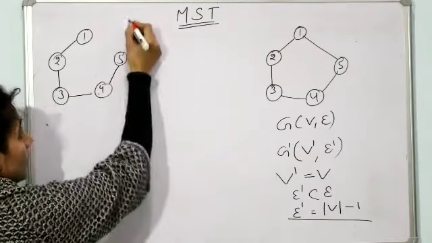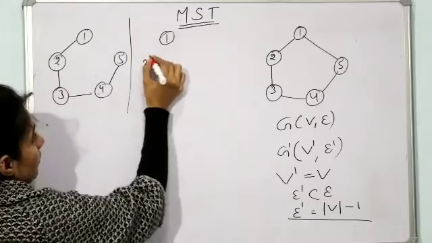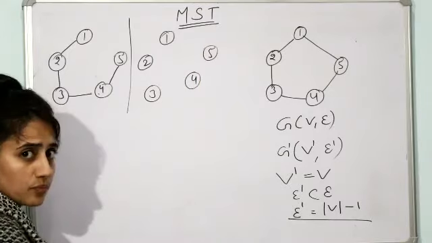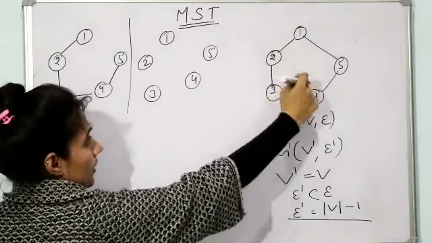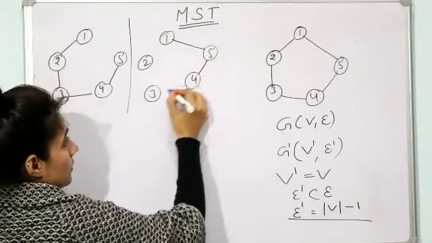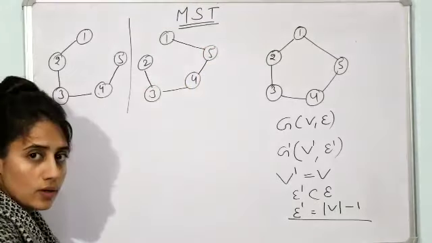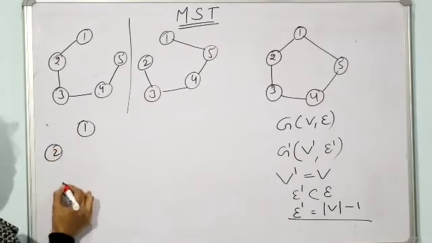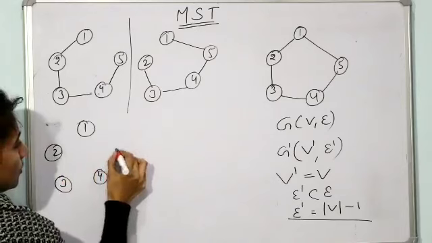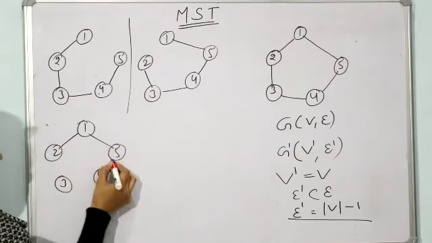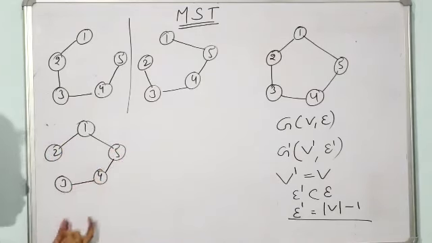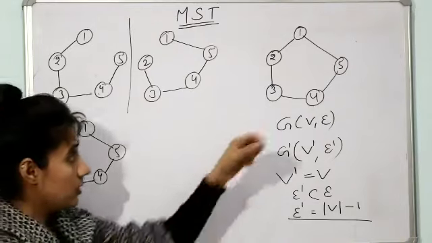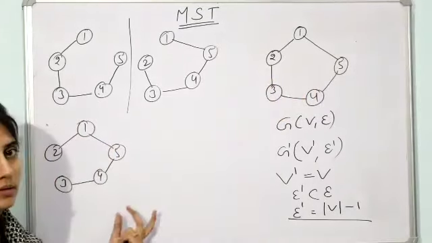Another spanning tree would be the same number of vertices 1, 2, 3, 4, 5. And now any 4 edges you can take. This or this. This is also a spanning tree. Another spanning tree would be 1, 2, 3, 4, 5. This would also be a spanning tree. Fine. So many spanning trees we can draw from this graph.